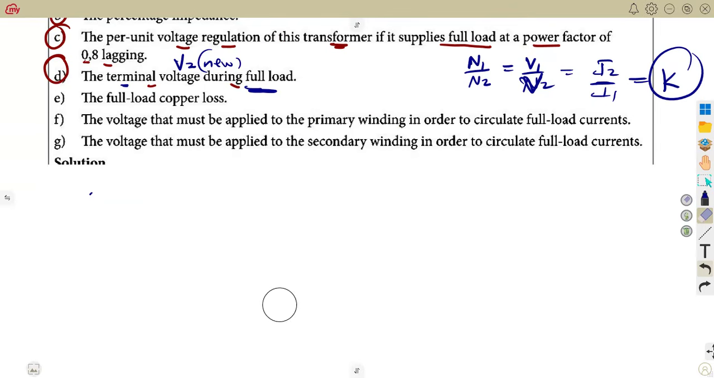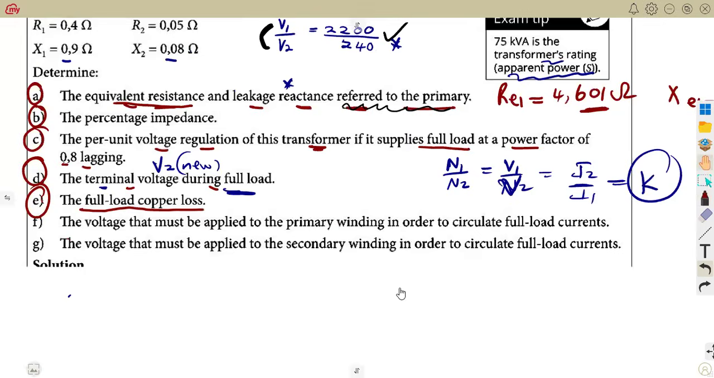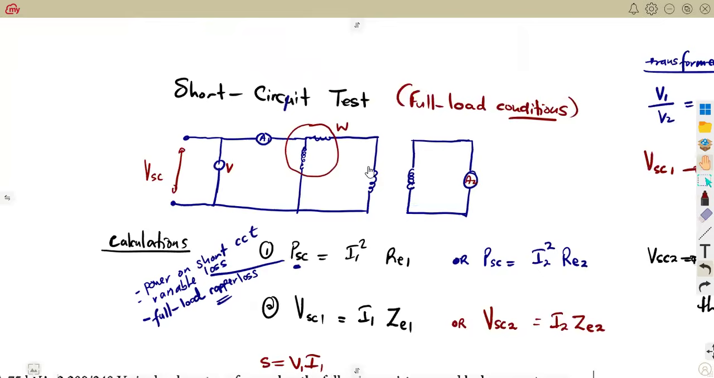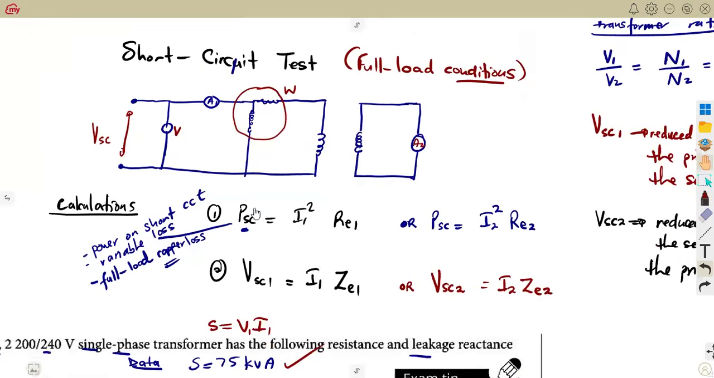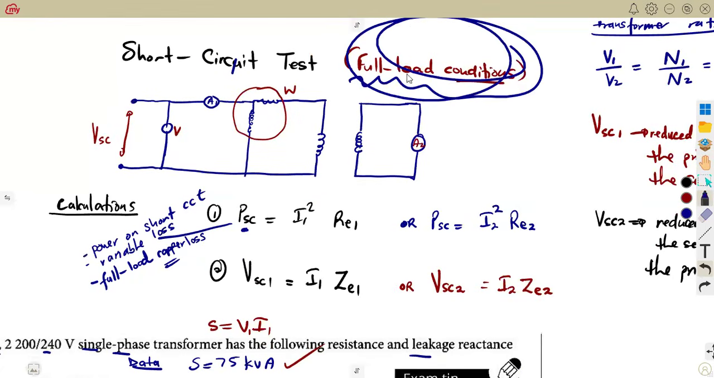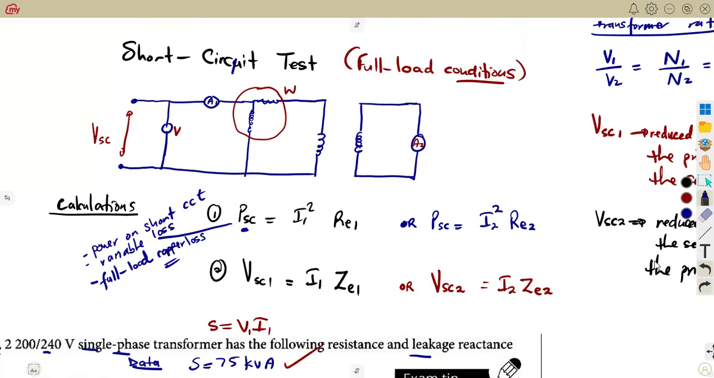Okay, in case we need this, guys, remember our value: the full load copper loss. Once we talk of this full load copper loss, we are talking about our short circuit at full load. Now we consider the short circuit testing, the one that we had here. It is at full load conditions. That is where it is happening.